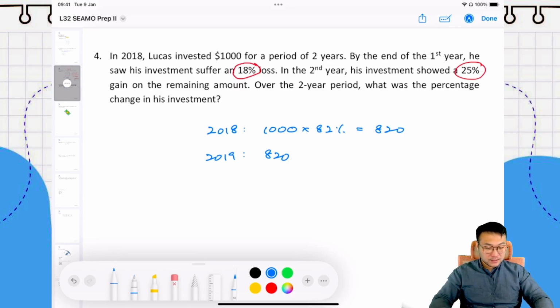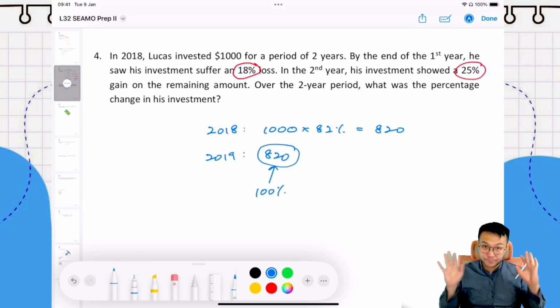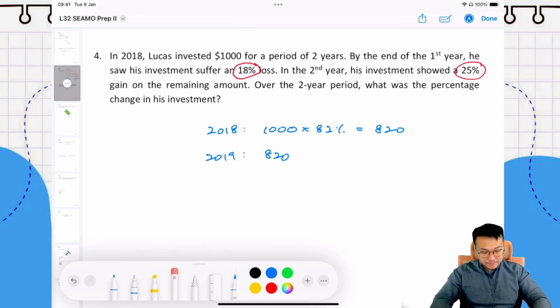Yes. And then you gain 25%. So how many percent will you have left? This is your original. Okay, when you start the new year, this will be your original 100%. Now you're gonna gain 25%. So how many percent after that? 75%. You gain 25%. So total how many percent? 125%. Very good. And then you get $1,025. So from $1,000 at the end of 2 years you got 1,025.